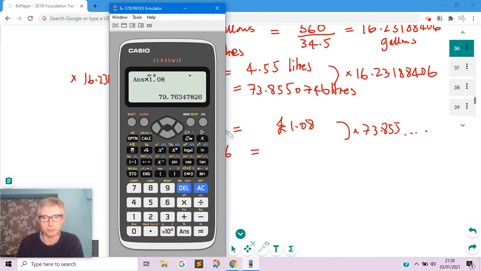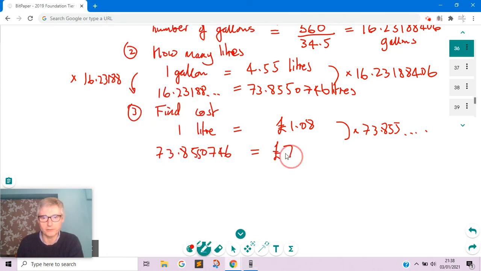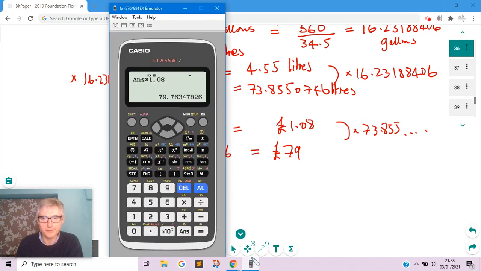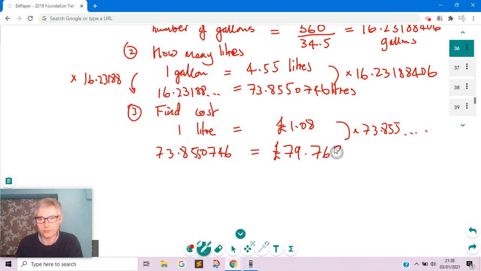79.763, and because it's money, we only need it to 2 decimal places, so that's going to be 79.76, because if I cut it off at this point, the 3 is less than 5, so I don't add anything onto the 6 here. So to 2 decimal places, it's £79.76. And that's it.